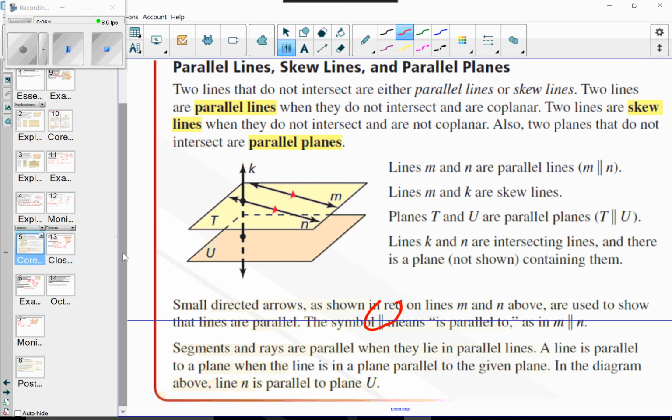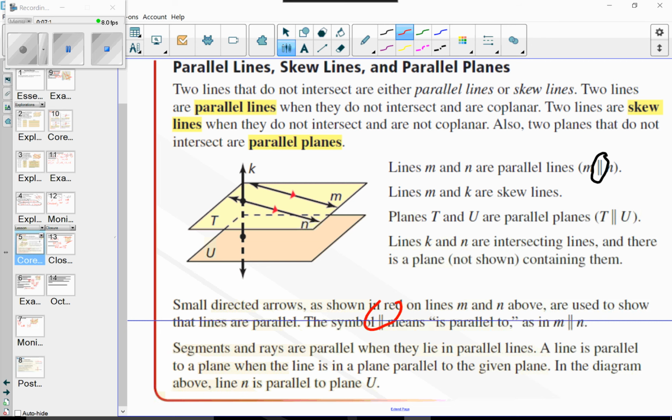So you can see with this diagram here that M and N are parallel, and then there's some notation for that. So you can see here that M is parallel to N. Also, lines M and K are skew. Planes T and U, those are parallel planes. And lines K and N are intersecting. And it says there is a plane not shown containing them. So again, you got line K and line N. They intersect at that point right there. We just don't have it labeled.